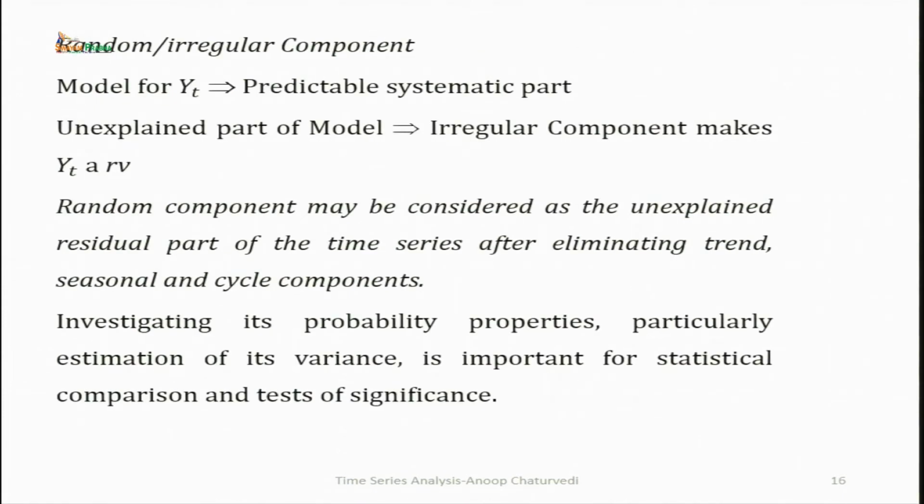Now, the random or irregular component, it actually denotes the unexplained part of the model. The model has two parts. One is the predictable systematic part, which consists of trend, seasonal and cyclical variations, and then you also have the irregular component, which is a random variable, and this is the component which actually makes y t a random variable.